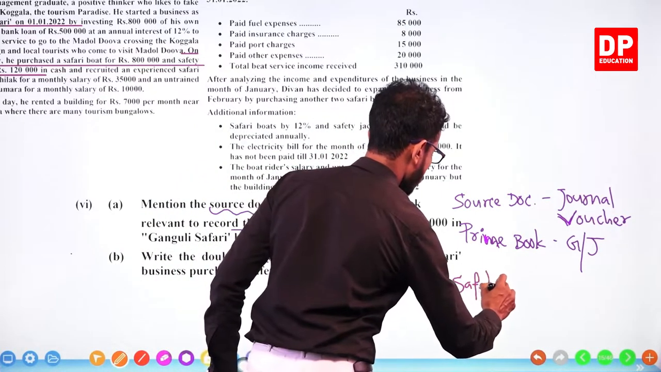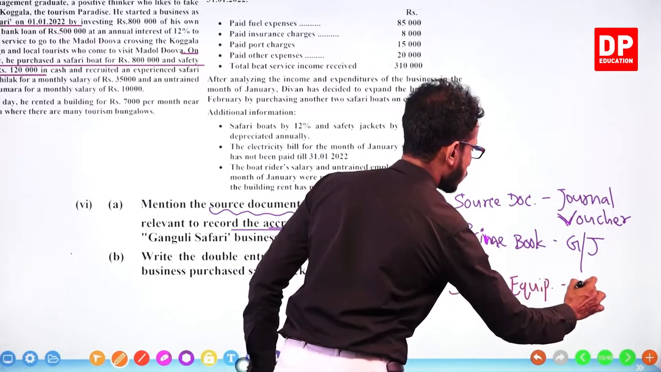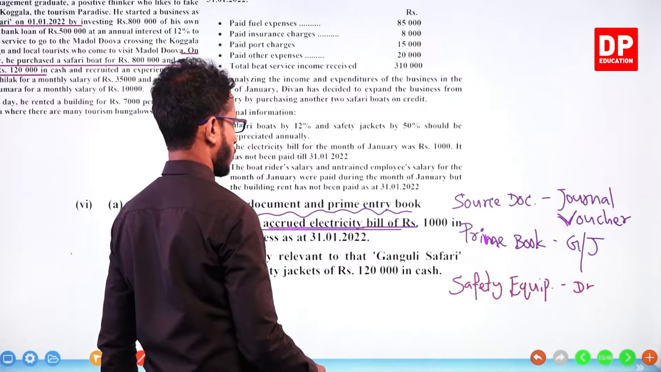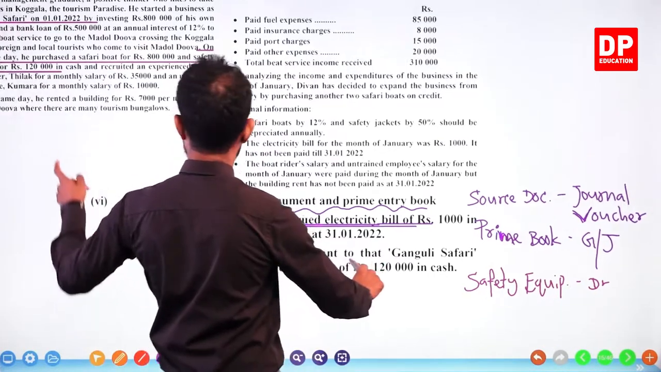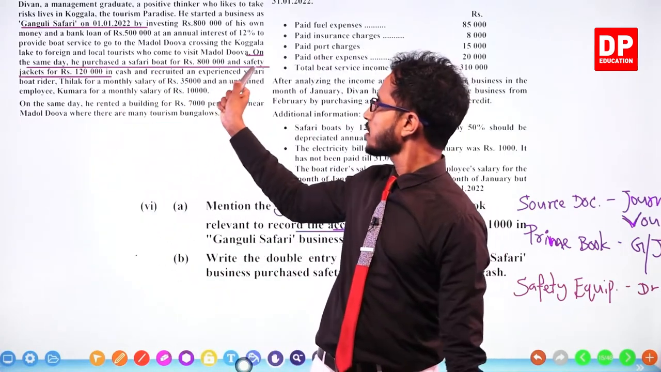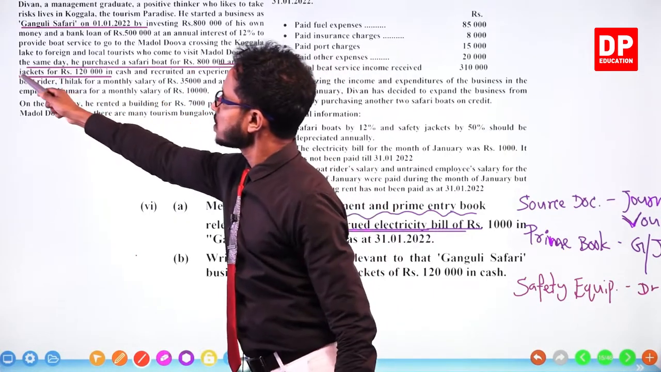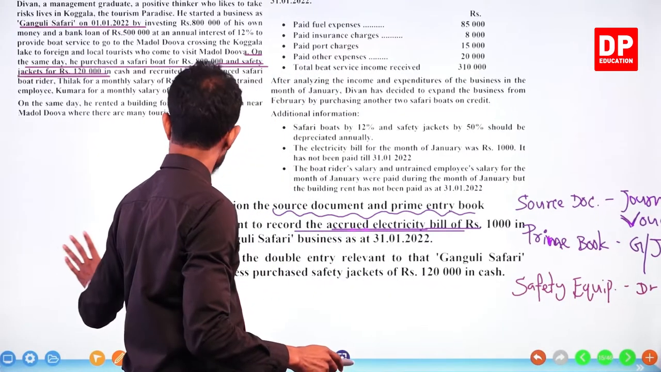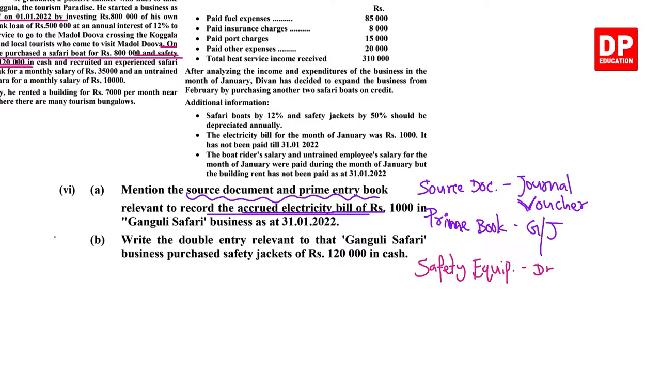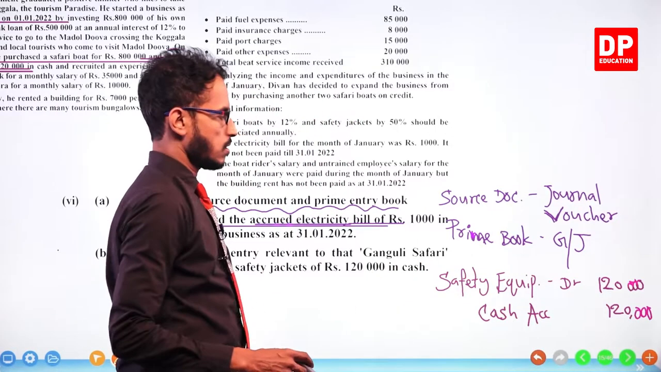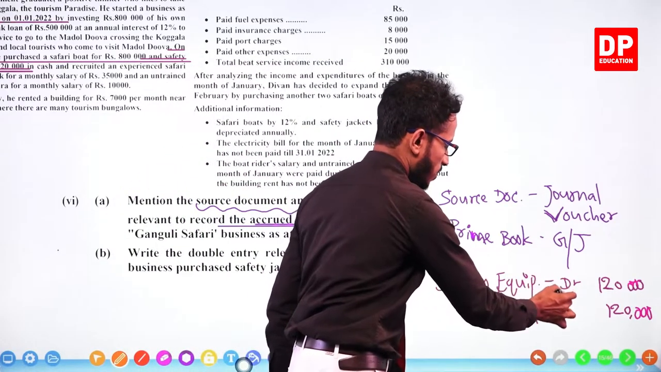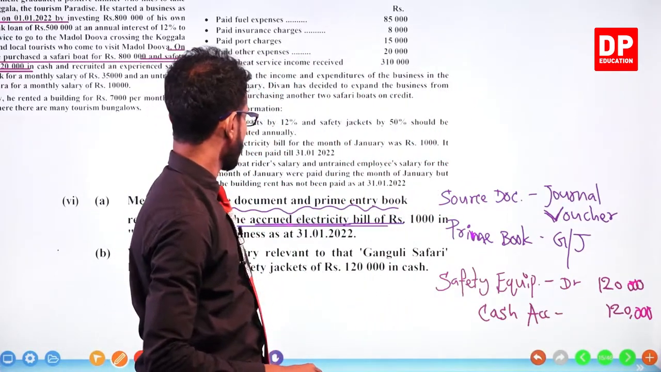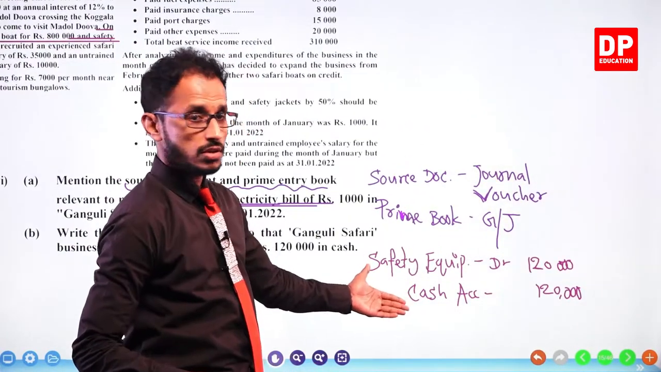In this manner: safety equipment account, debit. How much? Purchase the safari boat and safety equipment. Safety equipment, safety jackets, 120,000. And cash credit. Cash account or cash book credit, 120,000. All right. Are you okay with this? Safety equipment debit, cash account credit, 120,000. There you go. Now you can see, right?